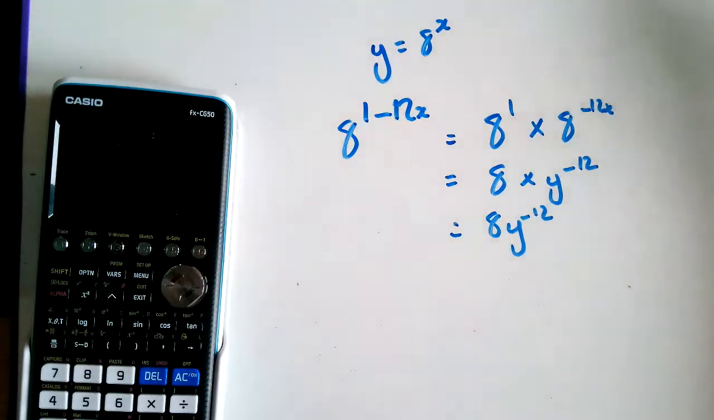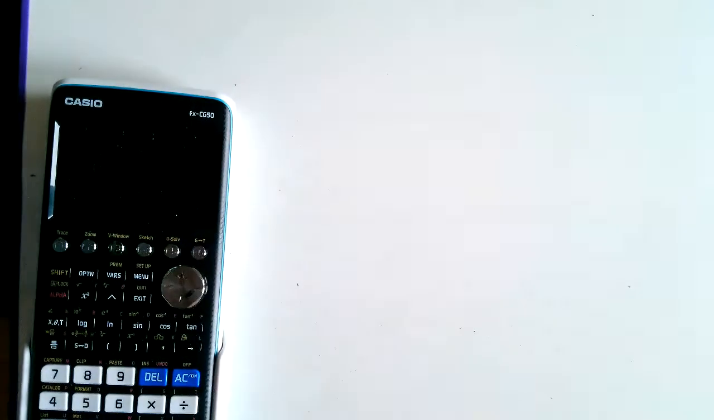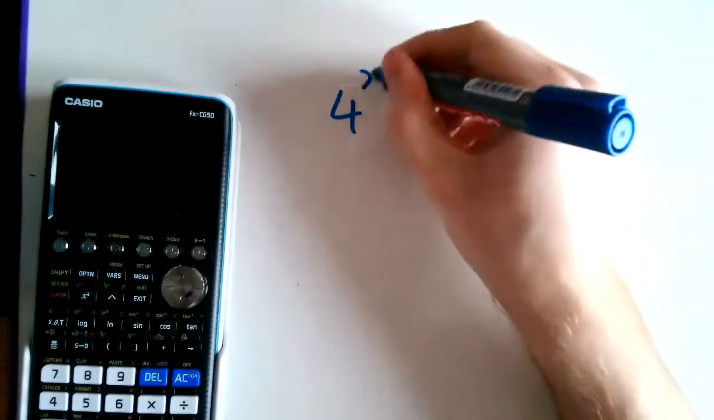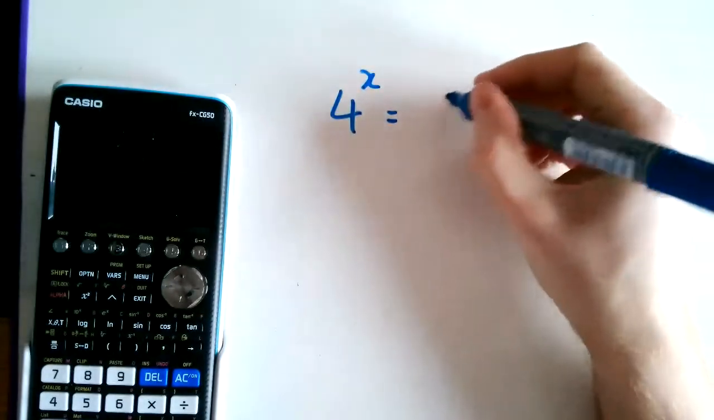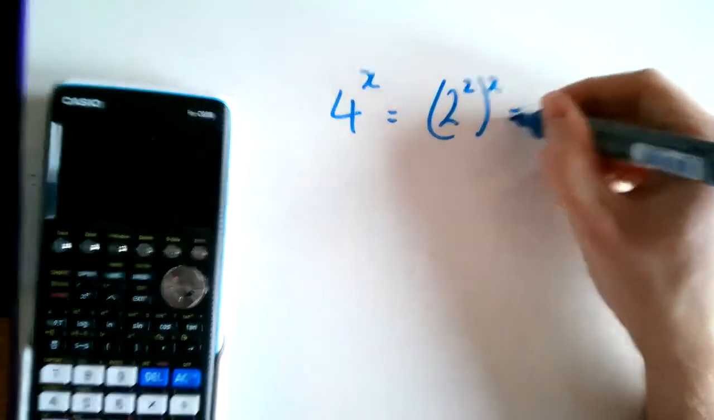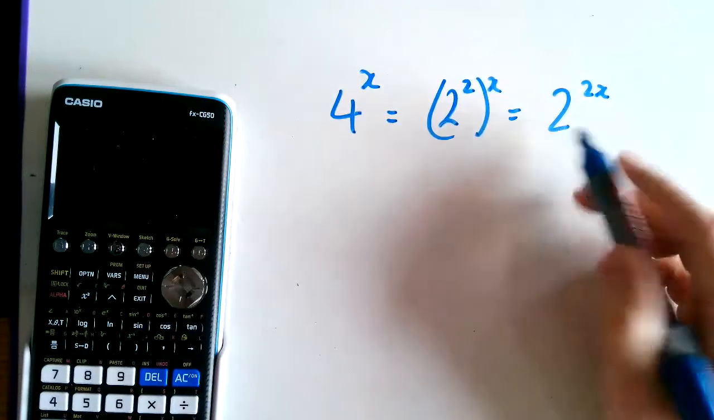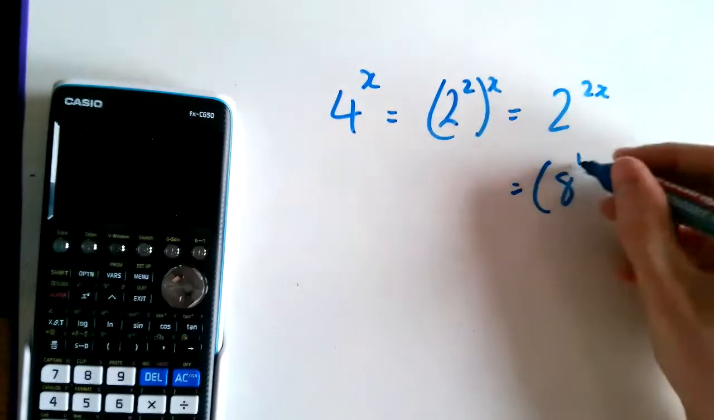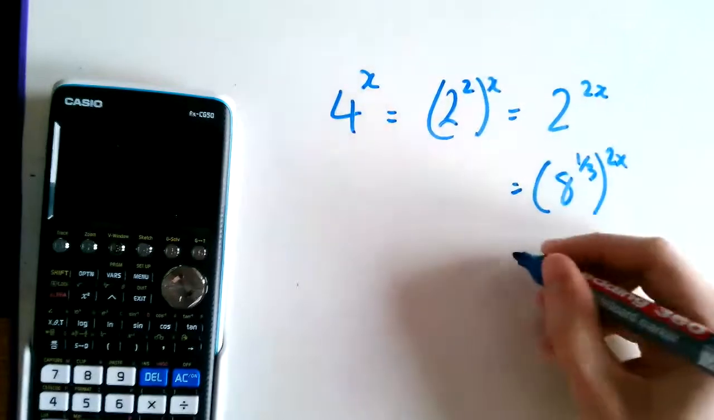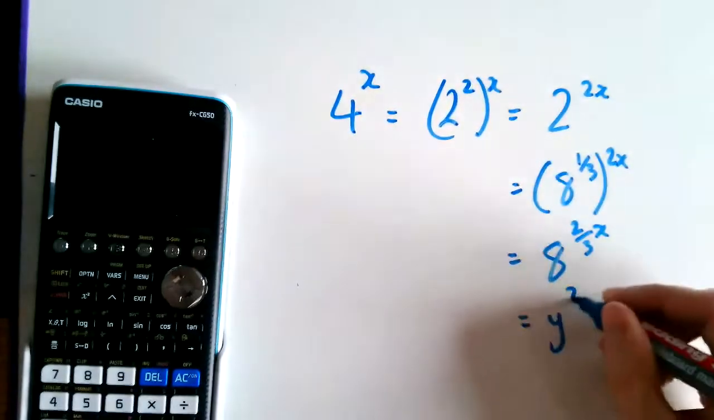Next one, 4 to the x. Sorry, I just lost the question, 4 to the x. And I can write that as 2 squared to the x, so 2 to the 2x. So I just need to write 2 in terms of 8, so it's the cube root of 8, 8 to the 1/3, to the 2x. So it's 8 to the 2/3 x, so it's y to the 2/3.